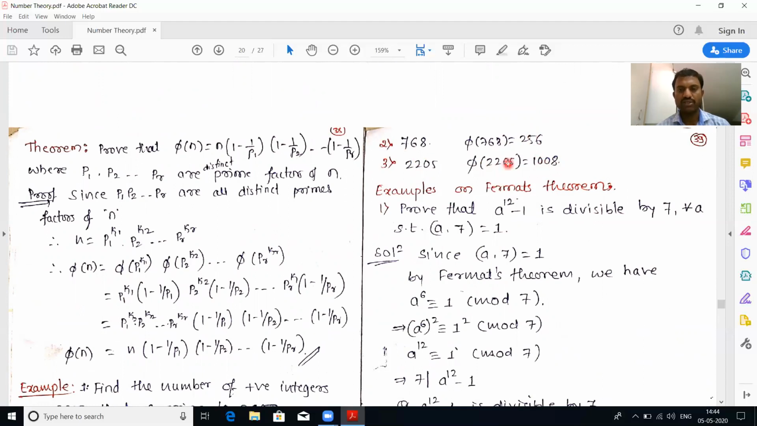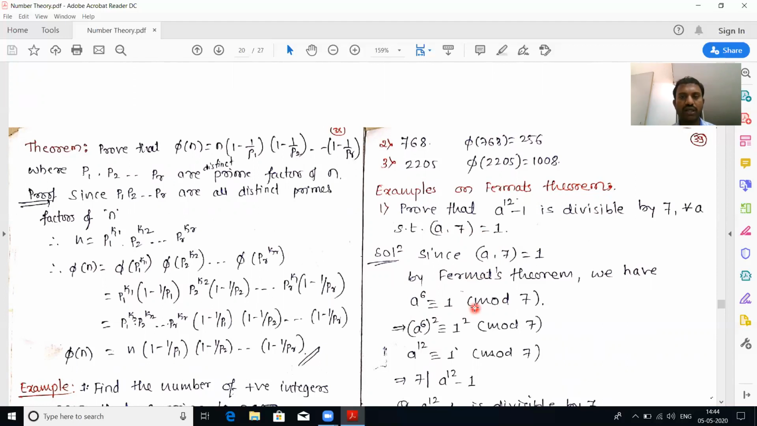You try these examples. Next, some theorems, again examples we'll consider from Fermat's theorem. Prove that a raised to 12 minus 1 is divisible by 7 for all a such that a and 7 are relatively prime to each other. GCD of a and 7 equal to 1 means a and 7 are relatively prime to each other. Since a and 7 are relatively prime to each other, by Fermat's theorem, we have a raised to 6 is congruent to 1 mod 7.